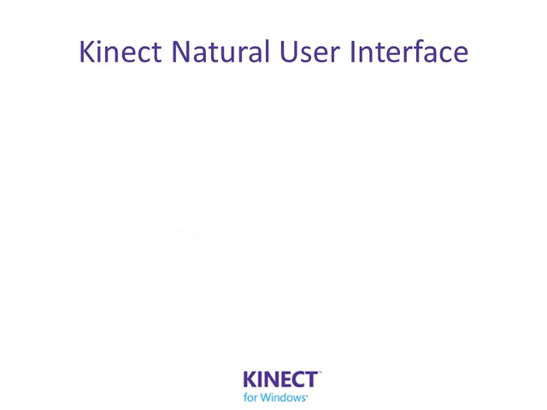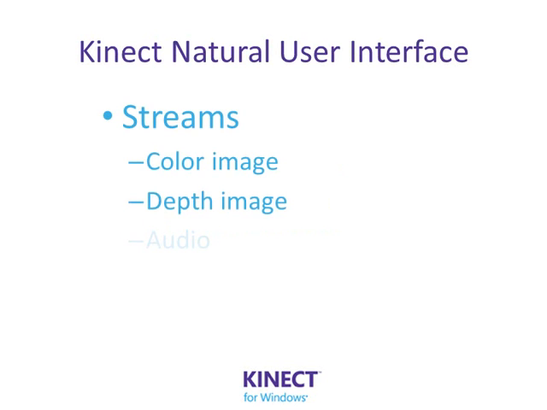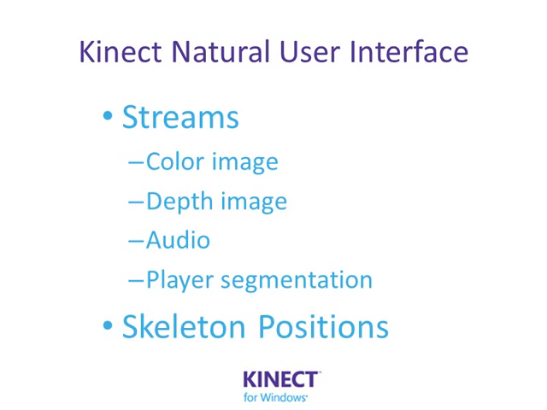So, to summarize, the Kinect for Windows Natural User Interface provides you with direct access to the sensors, data streams, and skeletal information. Data streams include color image, depth image, audio, and player segmentation. Player pose information is provided as a series of points called skeletal positions. Using all of this data allows you to create applications that make the best use of a natural user interface.